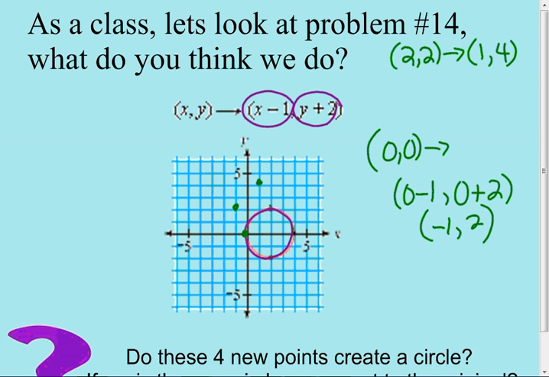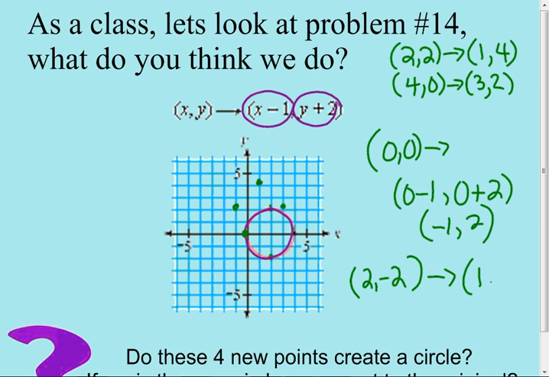Okay, let's do this one. This is at 4, 0. Where is this one going to go? What is this doing to my graph? It's shifting it 1 unit to the left, and it's shifting it up 2 units, right? So that'll be at 3, 2. And let's do this last one, which is at 2, negative 2. This is going to shift it 1 to the left, so we'll subtract 1 and add 2.